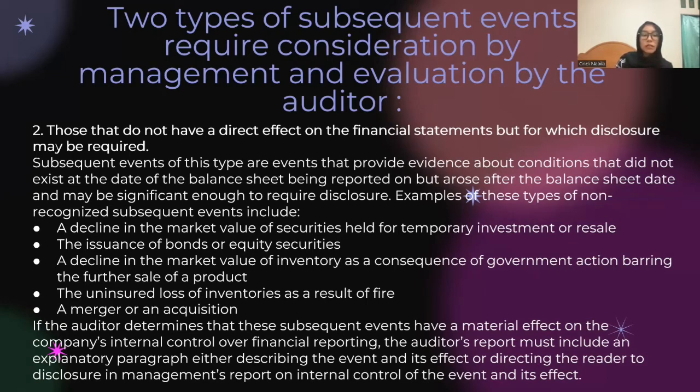And next is a decline in market value of inventory as a consequence of government action barring the further sale of a product. Next is the uninsured loss of inventories as a result of fire. And last but not least, a merger or an acquisition. If an auditor determines that the subsequent events have a material effect on the company's internal control over financial reporting, the auditor's report must include an explanatory paragraph either describing the event and its effect or directing the reader to disclosure in management's report on internal control of the event and its effect.